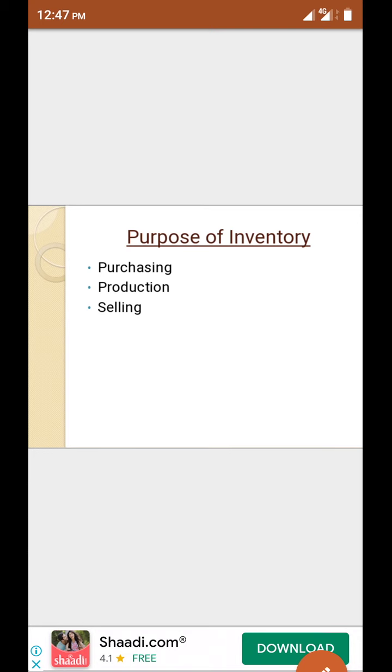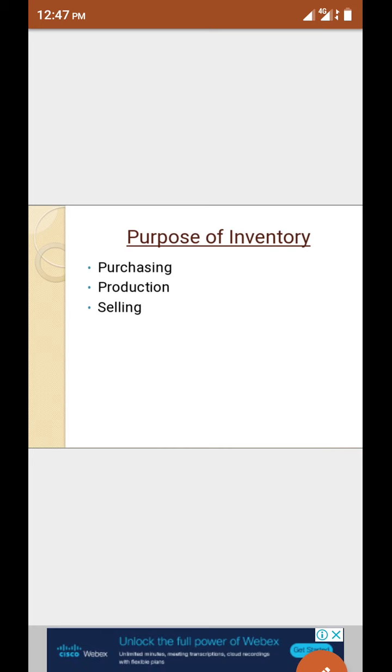Production: if we start the production and we require 10 components, according to inventory we calculate whether this raw material is sufficient for production or not. Selling: if we need to sell 100 components in a month, according to the finished goods inventory we calculate the selling.